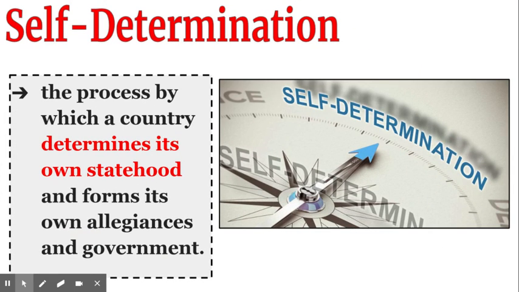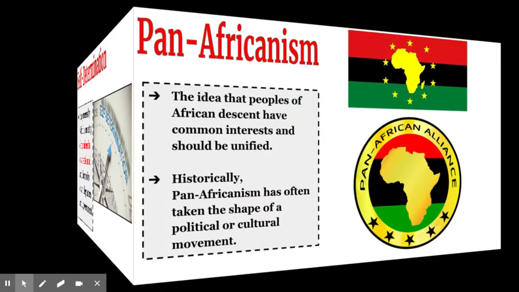So again, simple textbook definition here, self-determination: the process by which a country determines its own statehood. And then if it wants to form alliances and have its own government, they determine that themselves. So going back to World War II, one of the issues that Churchill and Roosevelt were focusing on was maybe these wars are happening because people are living under someone else's rule. Why don't we give them their own determination, their own statehood? So obviously you see self-determination in that explanation.